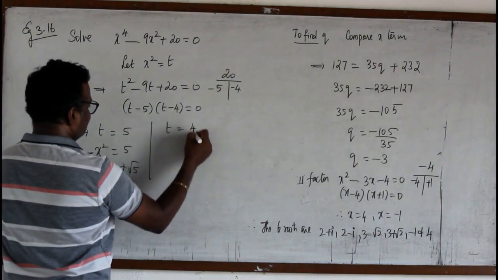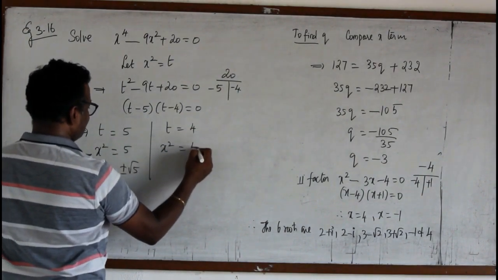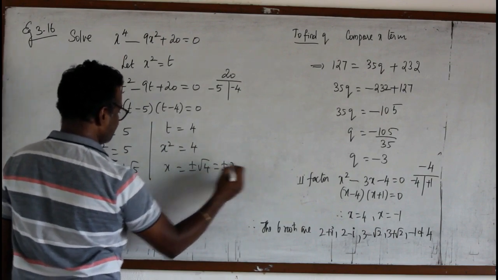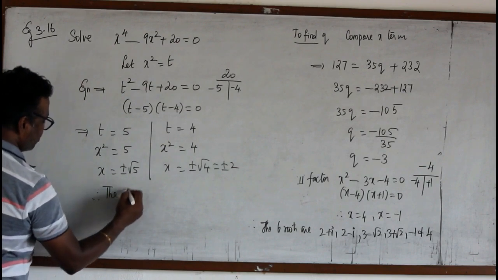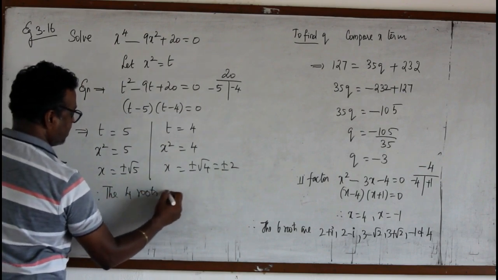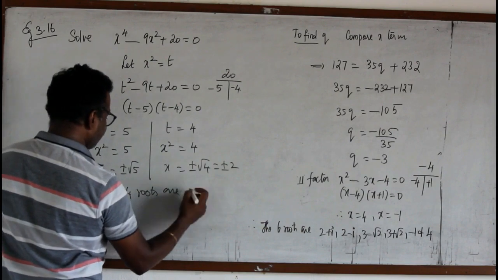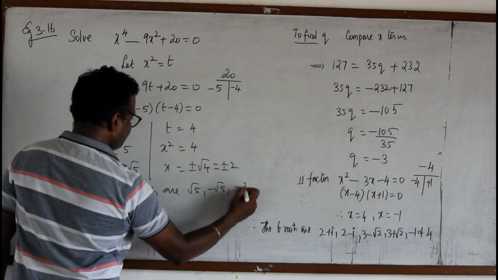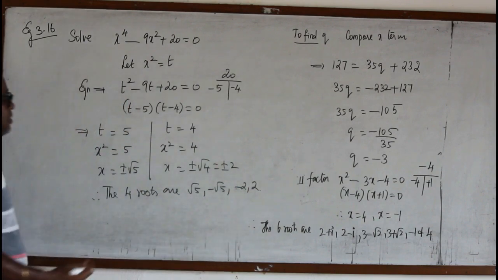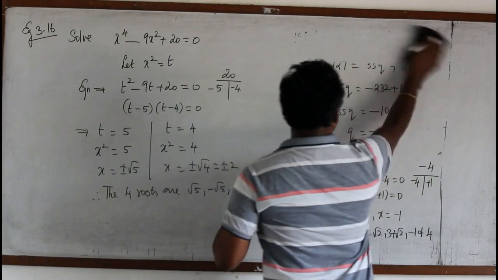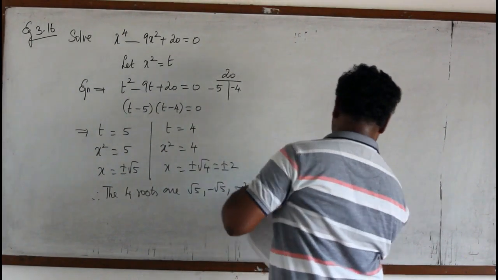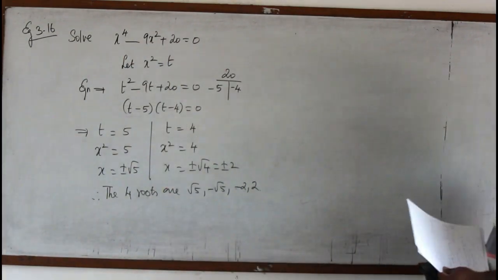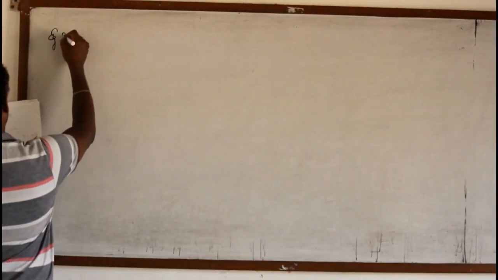When t equal to 4, x square equal to 4, so x equal to plus or minus root 4, that is plus or minus 2. Therefore, the 4 roots are plus root 5, minus root 5, minus 2 and plus 2. So, likewise we can solve. This is one kind of problem where if only even powers are present, we can substitute. Example 3.17.